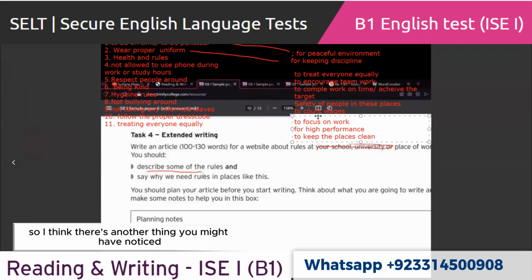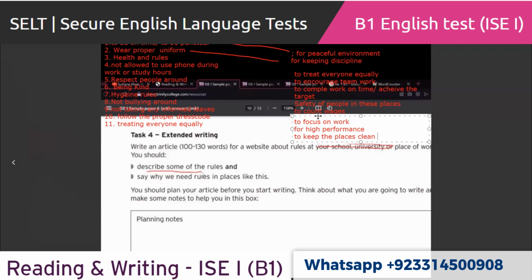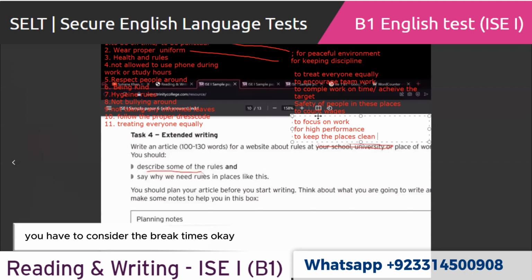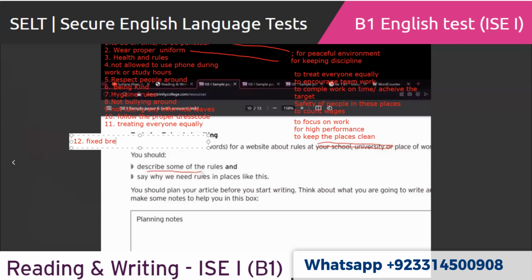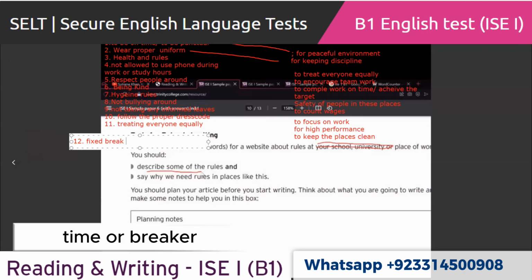I think there's another thing you might have forgotten: in all three places there are fixed break hours. You can take a break of 30 minutes and after that you need to return. Here you have to consider the break times. Whether it's school, university, or a place of work, break time is fixed, so you can't just take a break on your own. Can we write that in here? Fixed break hours.